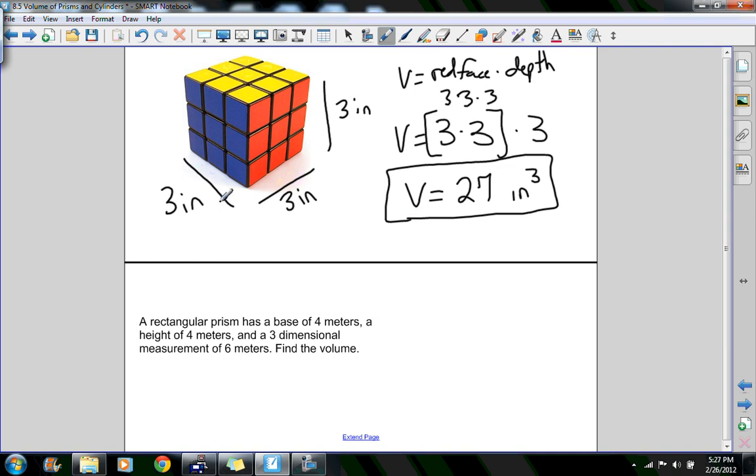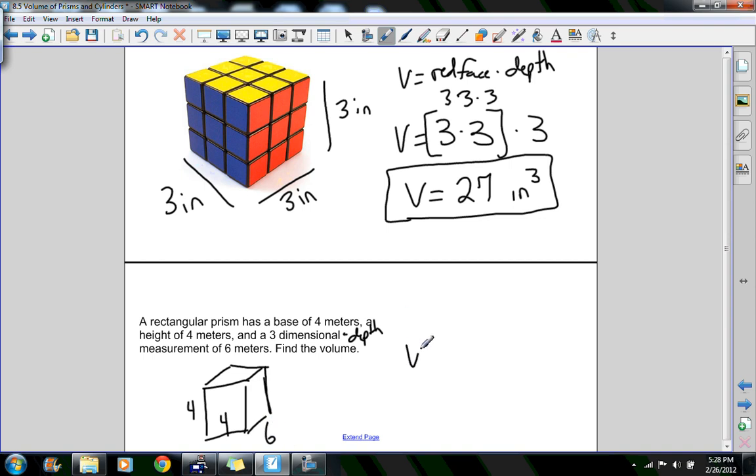Okay? So here, on the bottom, we have a rectangular prism with a base of 4, a height of 4, and a three-dimensional measurement, or depth, of 6 meters. So that means if we took out our little picture, we'd have to draw it. Now, I'm not going to be great at this, so I apologize. But it'll look something like that. That means that the base will be 4, the height will be 4, and the depth will be 6.